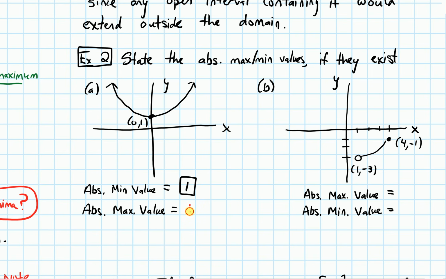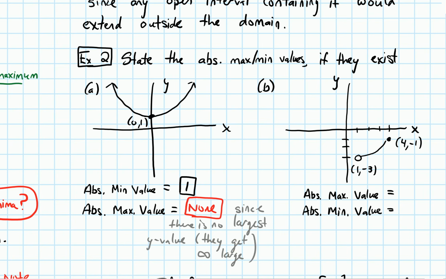So what's the largest y value at any point on this graph? And the answer is there is none. There is no single largest y value, since the y values get infinitely larger. So that's why there's no absolute max value.